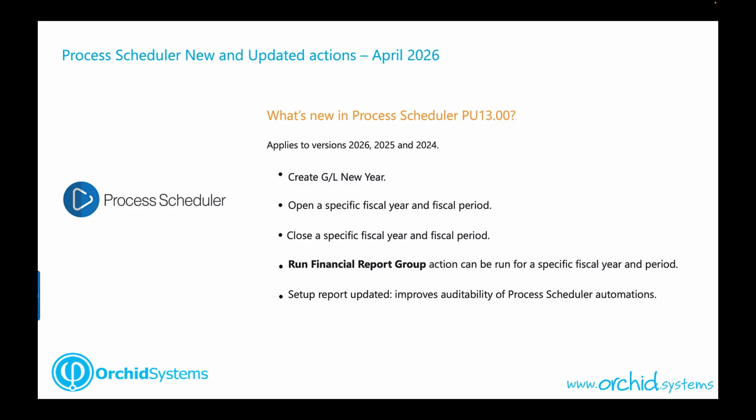We've also amended the Run Financial Report group in Process Scheduler Level 3, so you can run it for a specific fiscal year and period. All this is particularly relevant if you're running these Sage processes across a range of companies. We've also improved the Process Scheduler Setup report. It now displays details about all the scheduler actions, including the last run date and the last status. So this should help satisfy auditors' requirements to document alerts and automations. So now I'm going to hand over to Anne to go through these new actions in Process Scheduler.